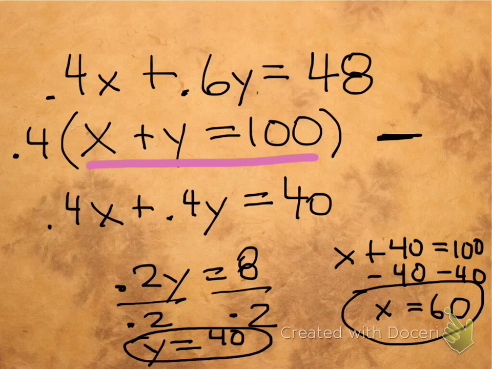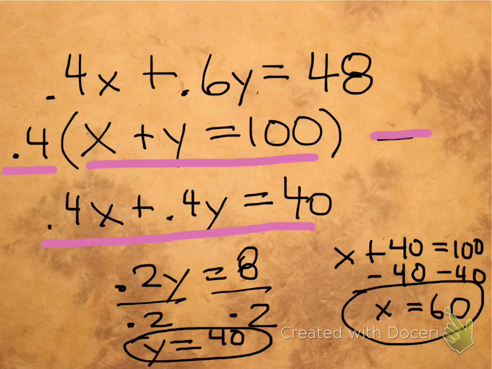Now to do that, I'm going to need to have the x's be the same value. So that's why I multiplied my second equation, all of it, by 0.4, so that I have both x's with a 0.4 in front of it. So now my new equation is 0.4x plus 0.4y equals 40. And what I'm going to do to eliminate is I need to figure out whether, if I have 0.4x and 0.4x, do I need to subtract to get 0 or do I need to add them to get 0? Well, in this case, I need to subtract.